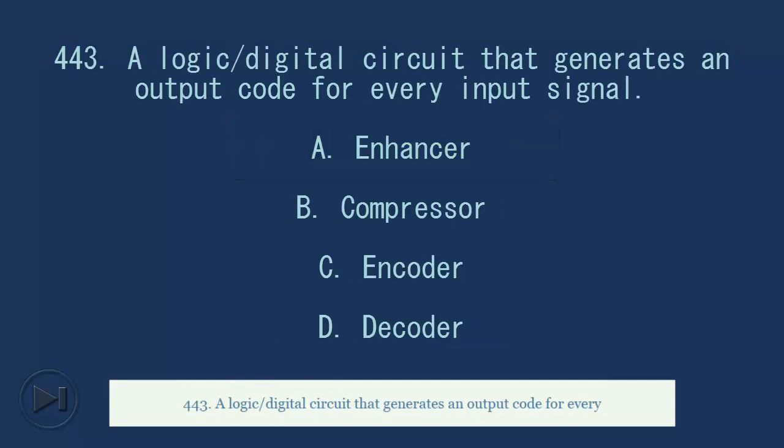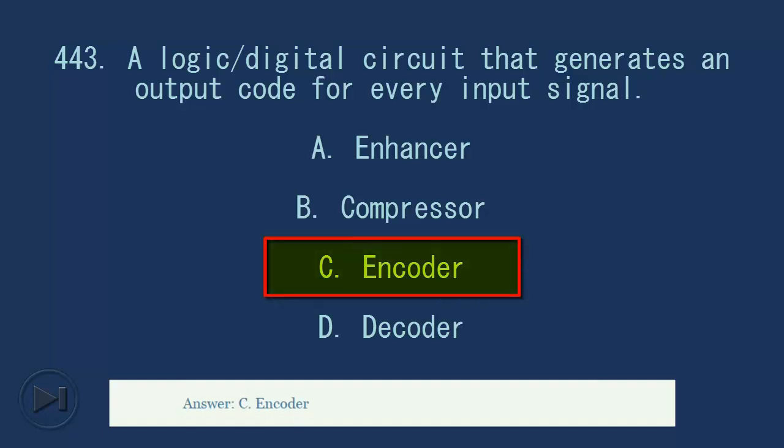443. A logic/digital circuit that generates an output code for every input signal. A. Enhancer. B. Compressor. C. Encoder. D. Decoder. Answer, C. Encoder.